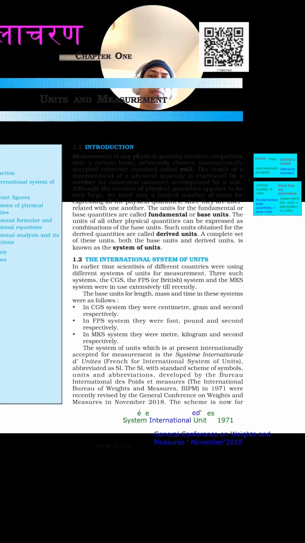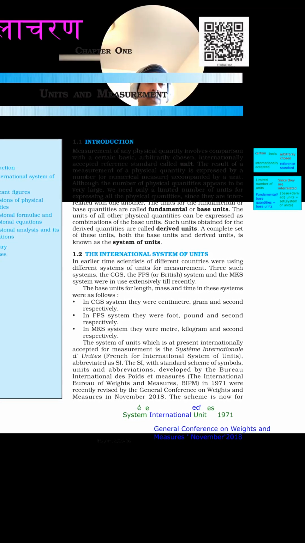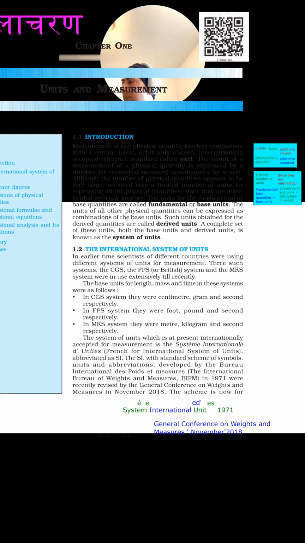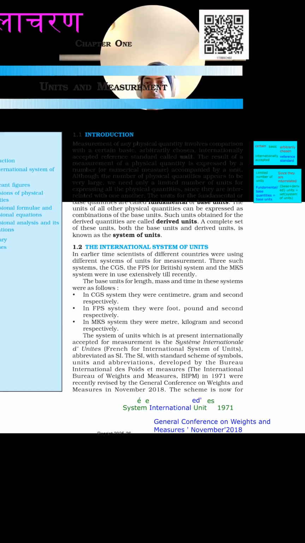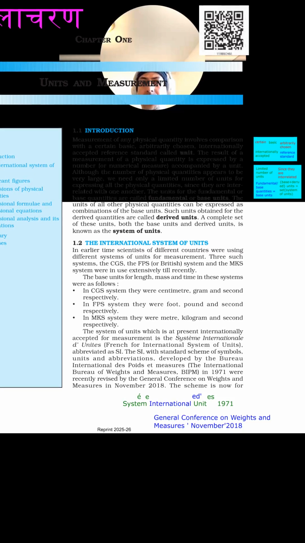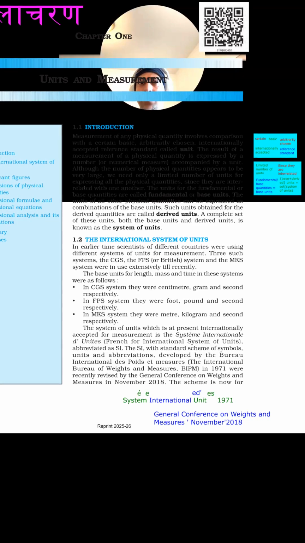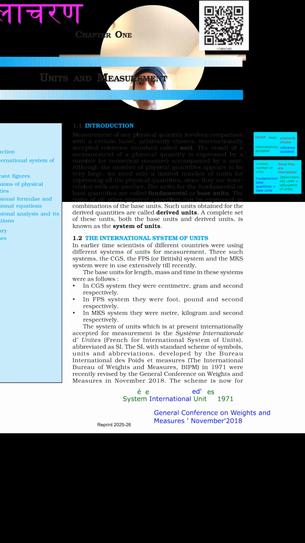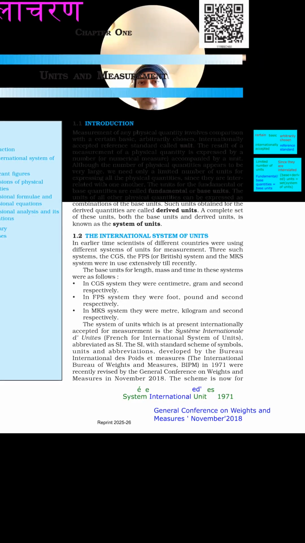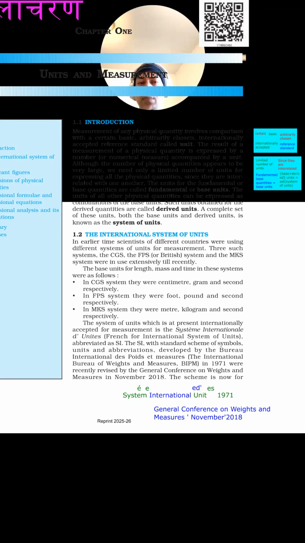In CGS system, they were centimeter, gram, and second, respectively. In FPS system, they were foot, pound, and second, respectively. In MKS system, they were meter, kilogram, and second, respectively. The system of units, which is at present internationally accepted for measurement, is the Système Internationale d'Unités, French for International System of Units, abbreviated as SI.